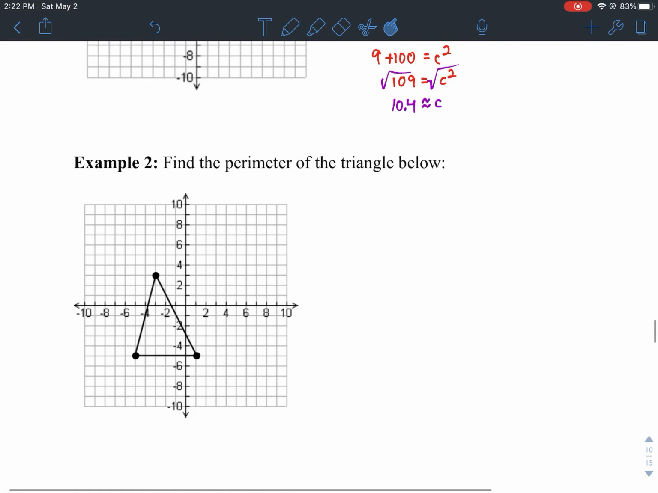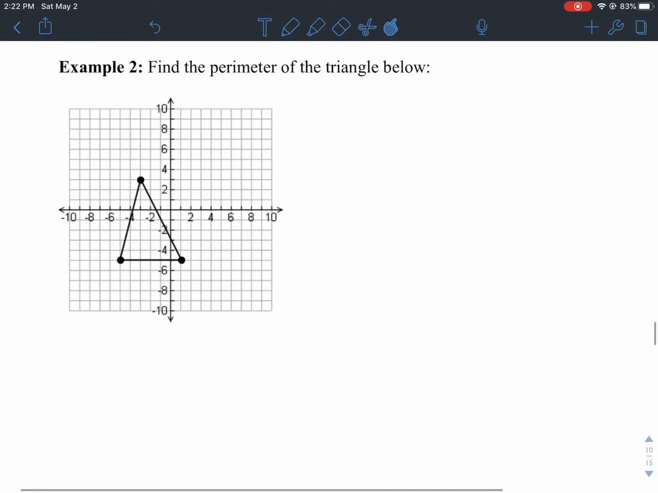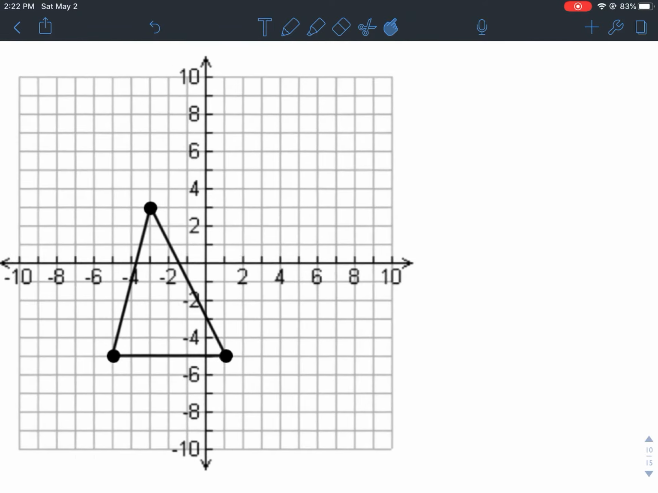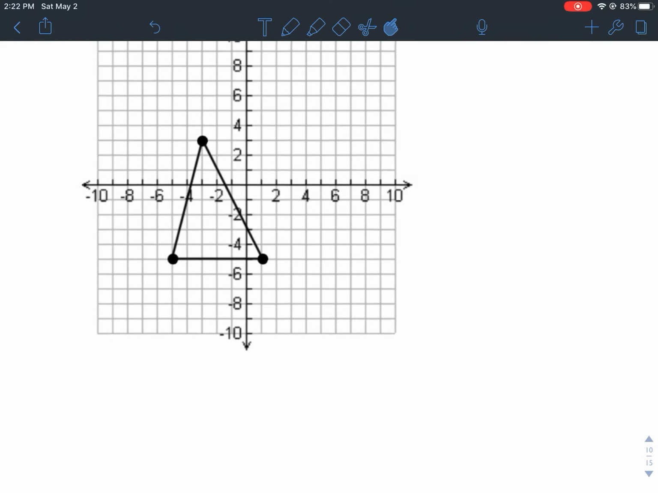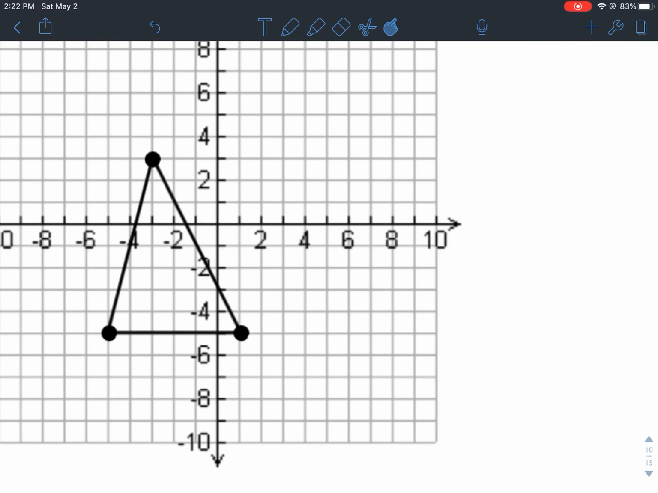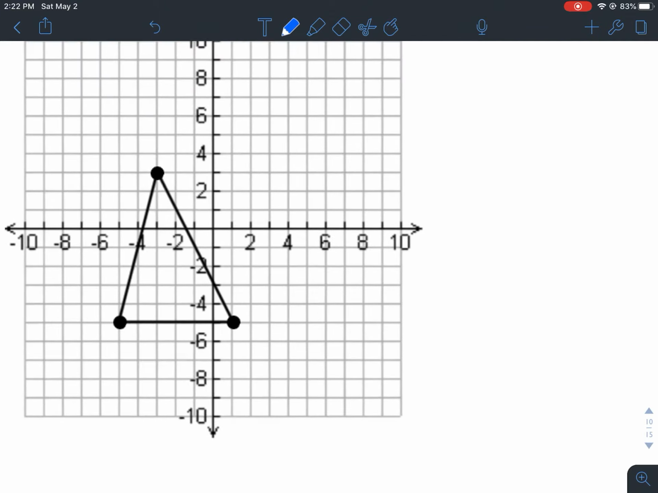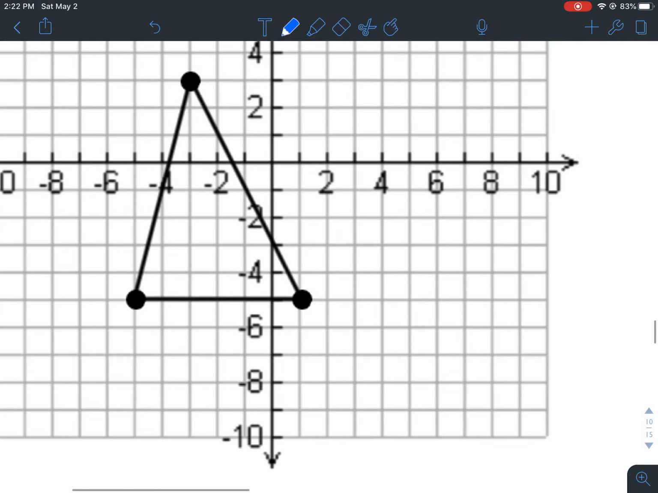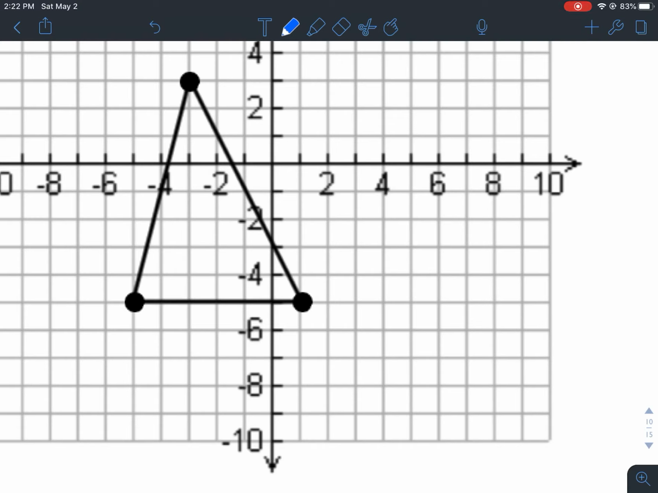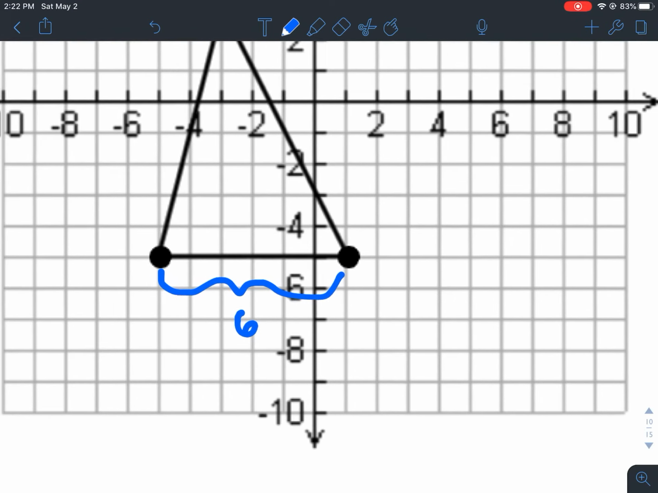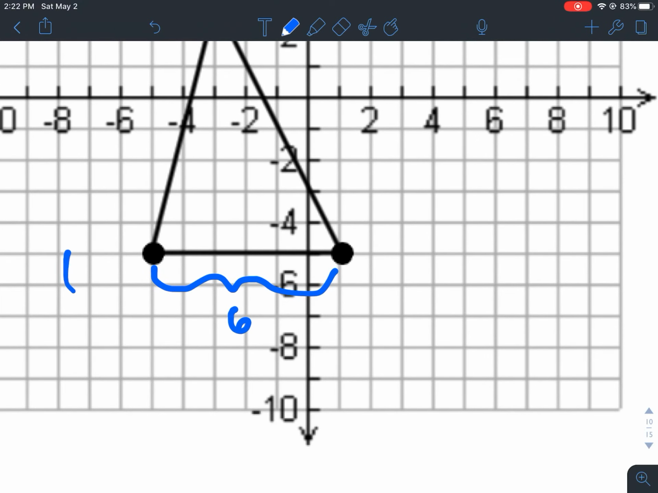All right, so going on to example 2, finding the perimeter of this triangle below. So again, we might have to use the Pythagorean theorem, we might not, but it looks like we will have to. Again, for the perimeter, we got to find the length of all the sides. So let's start with the easiest side that we have here, which is this bottom length, which is 6 units. You can count the boxes, otherwise you can use the ordered pairs.